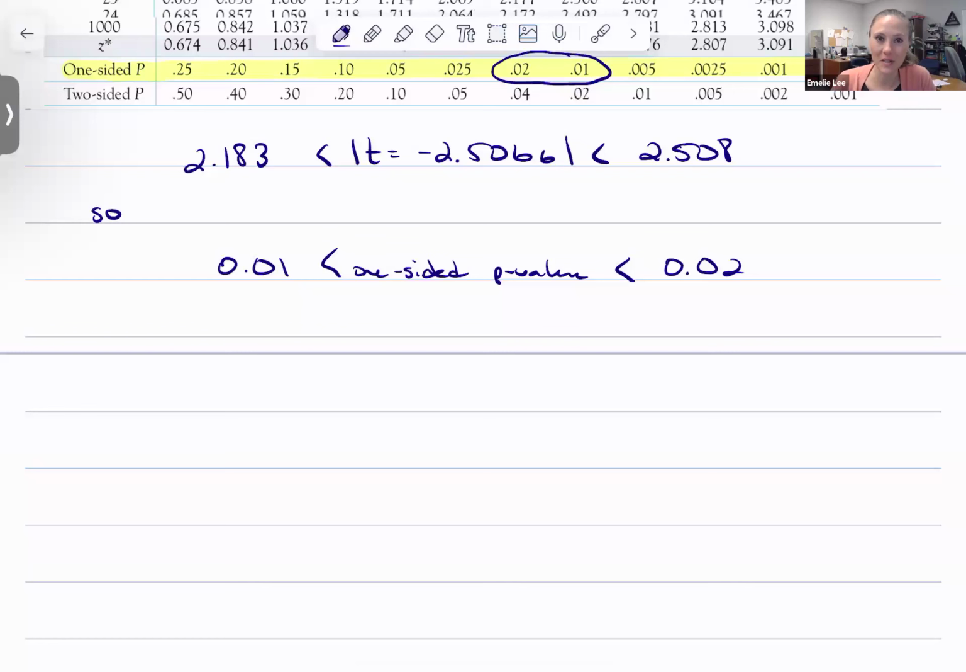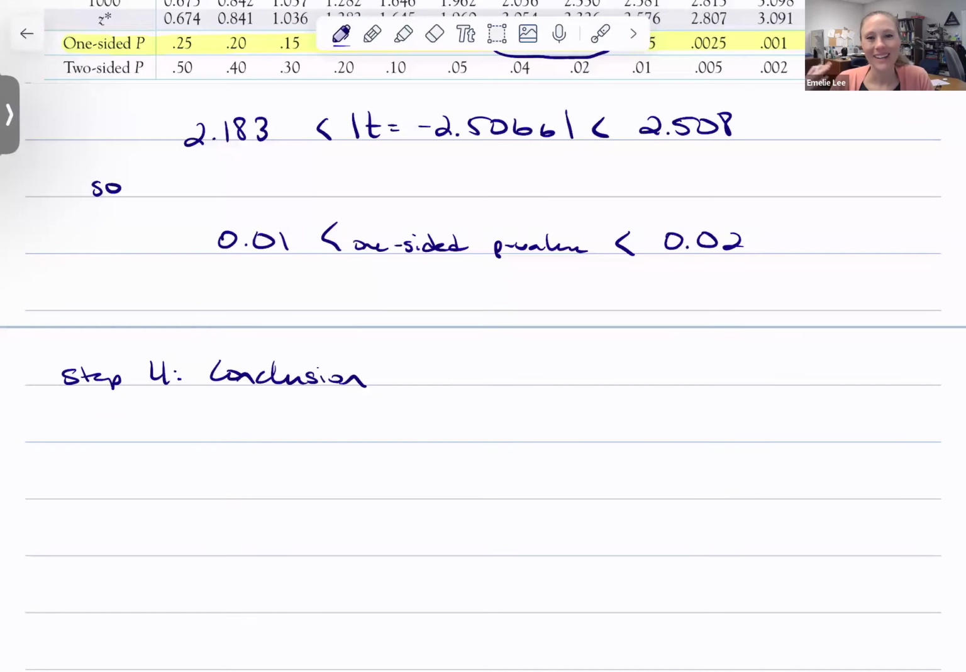Last step, biggest step, step 4 is our conclusion. Same 3 things that we have to talk about. I have to compare my p-value to the alpha level. Now, we weren't given an alpha level, so I'm going to use 0.05. I'm going to assume it's 0.05. That's the default. And then what does that mean in terms of the null hypothesis? And then, of course, what does it mean in terms of the question?